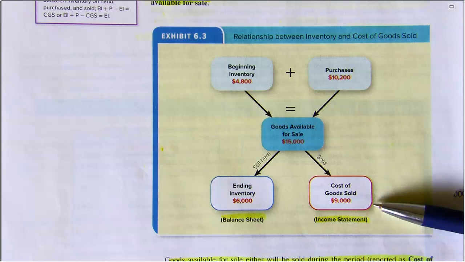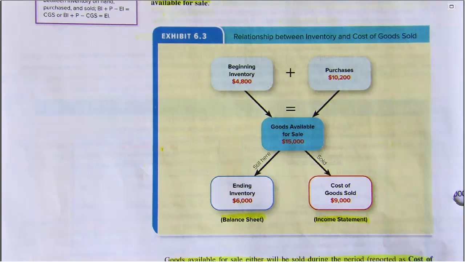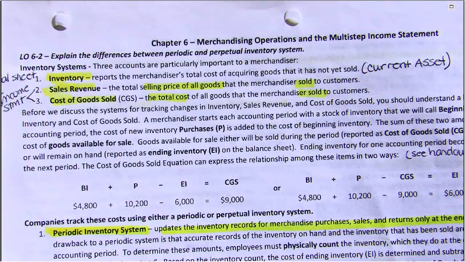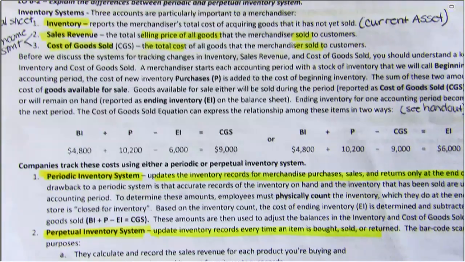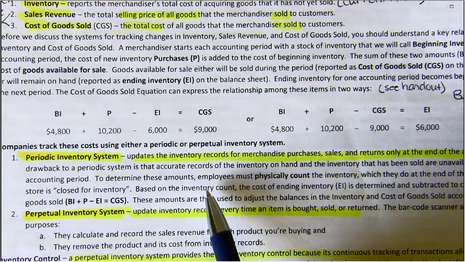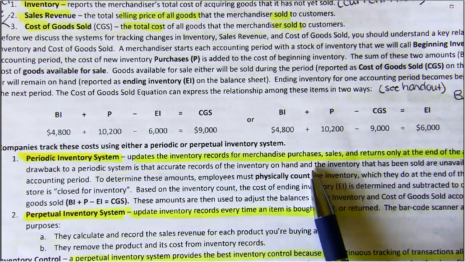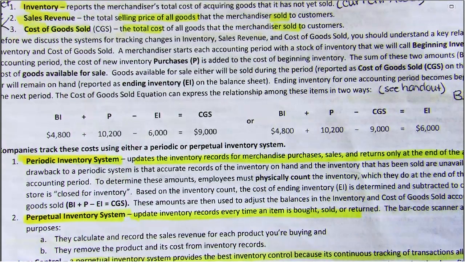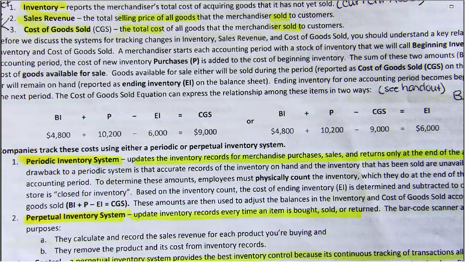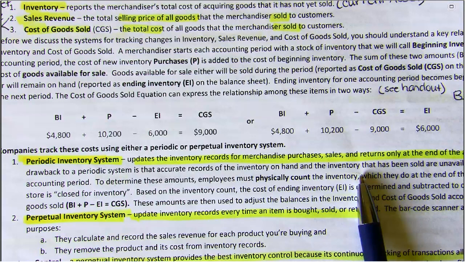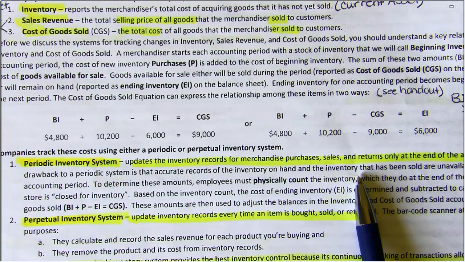And that's essentially the difference between the periodic and perpetual inventory systems. So let's learn about those by looking at our notes. With the periodic inventory system, that updates our inventory records for merchandise purchases, sales, and returns only at the end of an accounting period. A drawback is that we don't have accurate records of inventory during the course of the period. Now, why would a company do that? Why would they use a periodic inventory system?